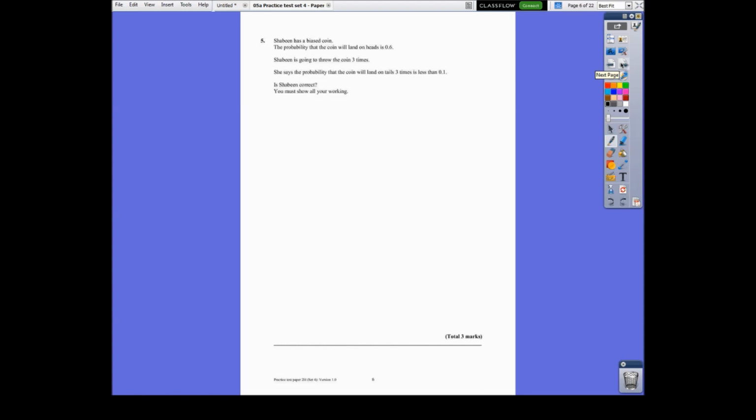Question 5. Shabin has a biased coin. The probability of the coin landing on heads is 0.6. Shabin is going to throw the coin 3 times. She says the probability that the coin will land on tails 3 times is less than 0.1. Is she correct? Well, the probability of landing on heads is 0.6, and probabilities add up to a whole one. So the probability of landing on tails will be 0.4.